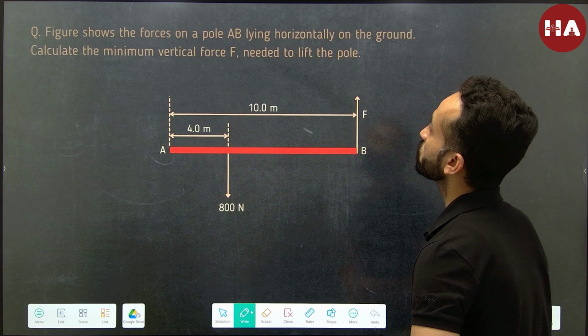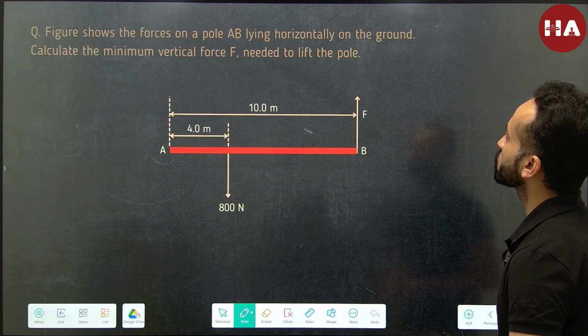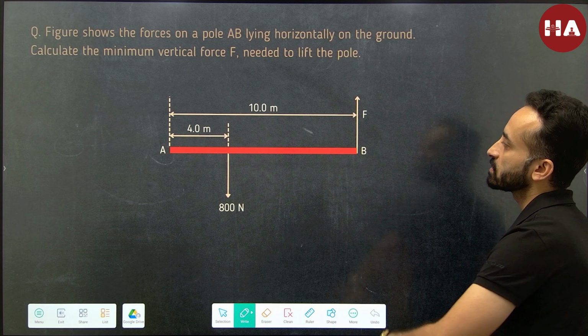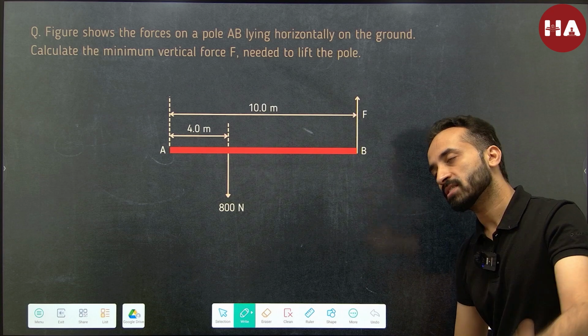Alright, the figure shows the forces on a pole AB lying horizontally on the ground. Calculate the minimum vertical force. So now they are asking us the force. In the previous one they were asking us the distance.